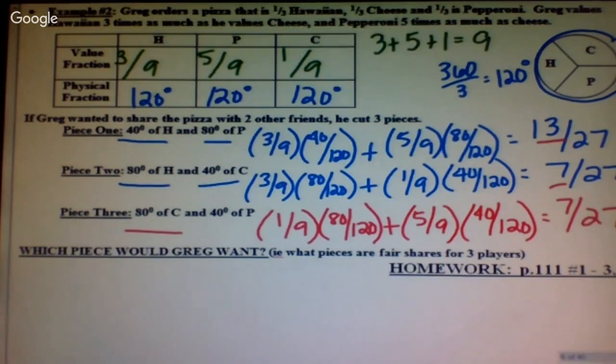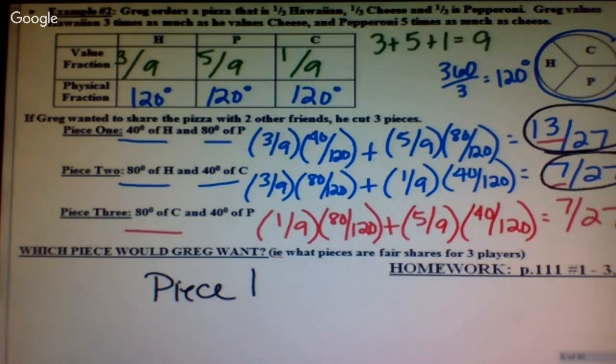Which piece does Greg want? He wants piece 1. That's the Hawaiian one. Which one's higher? Piece 1. He's going to want piece 1.